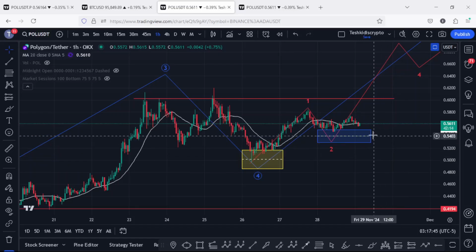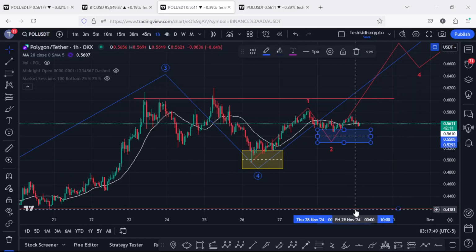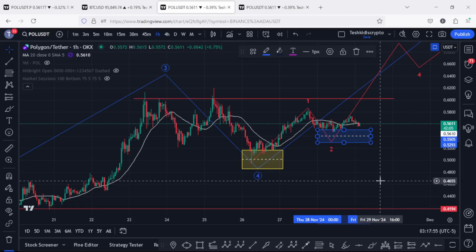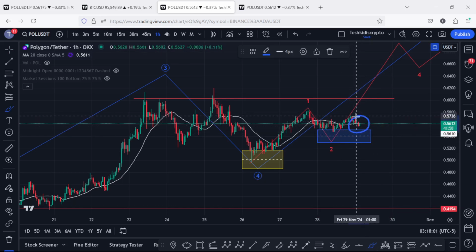Polygon Matic continues to hold above our key area of support between the 0.5505 and the 0.5293. At the time of this recording, we are also attempting a break above the 20-day MA here on the 1-hour chart to flip it back into support.